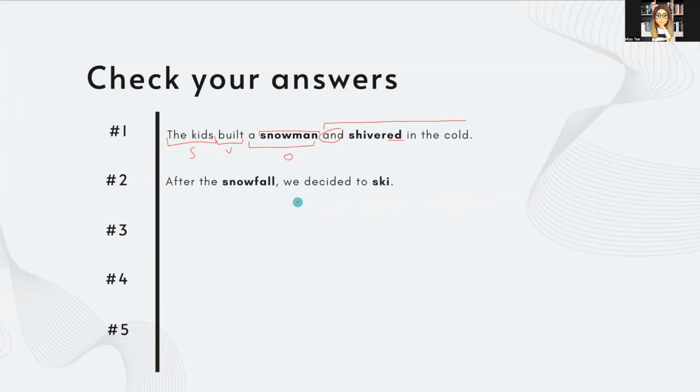Number 2. After the snowfall, we decided to ski. Now, we do have two clauses here, which is a little bit more tricky. So we're starting with a subordinating conjunction right at the beginning here, which shows us that this is a dependent clause.